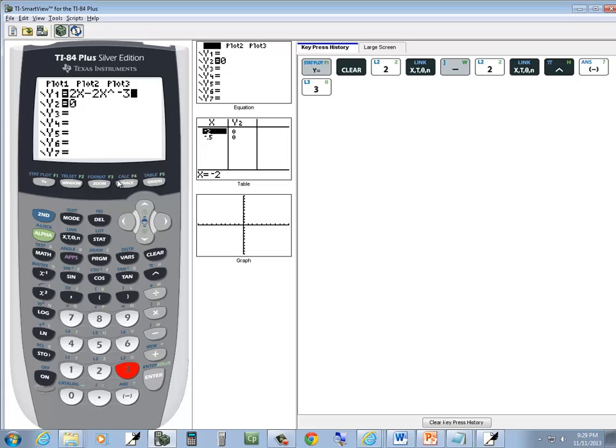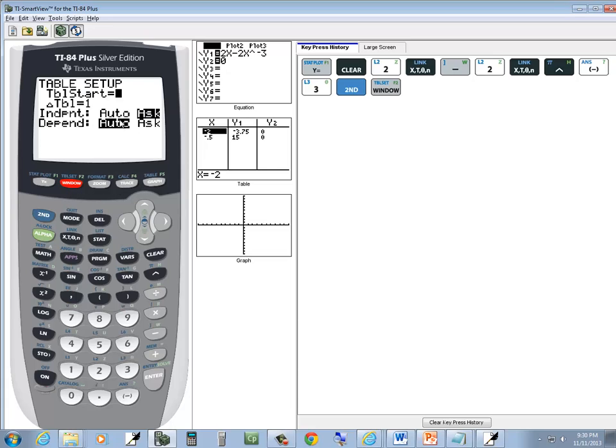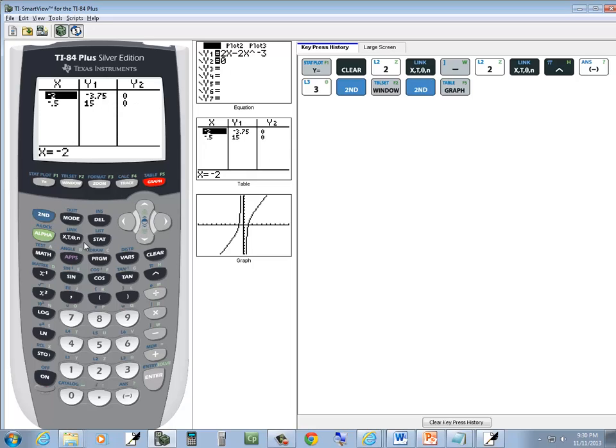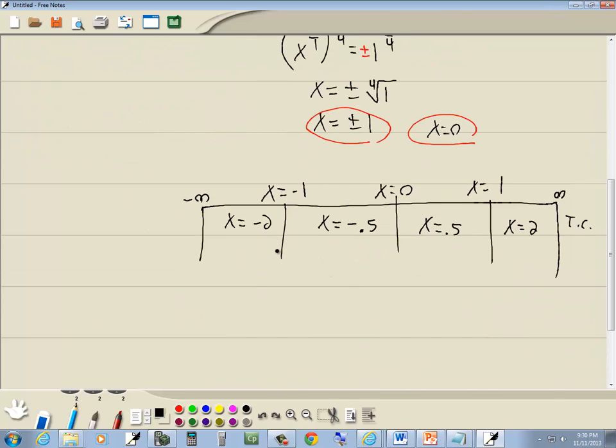Now I want to make sure my calculator is set up correctly, so I'm going to do second window to go to table setup, and you should see independent say ask. If it doesn't say ask, you down arrow to that line, right arrow, put your flashing cursor on the ask, and press enter one time. And then we want to go into table. So we'll do second graph. If you have numbers here, go ahead and delete them and clean them out. And we're going to plug in these values.